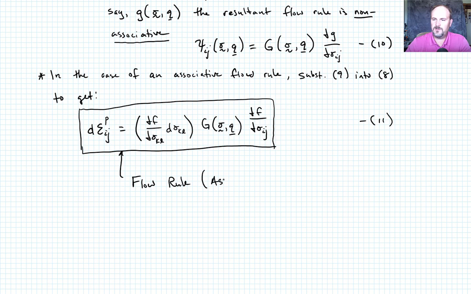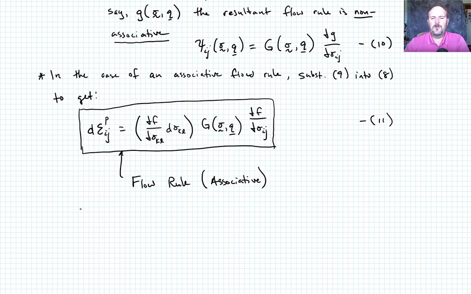And it's for the associative case. Okay? It looks a little different than the flow rule we did previously, right? Because we talked about incrementing in strain, and now in this case, I'm actually incrementing in stress, right? I have a d sigma KL term that's driving how much magnitude the plastic strain increment is.